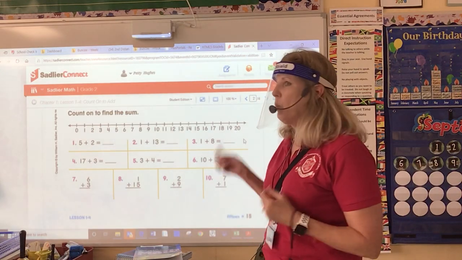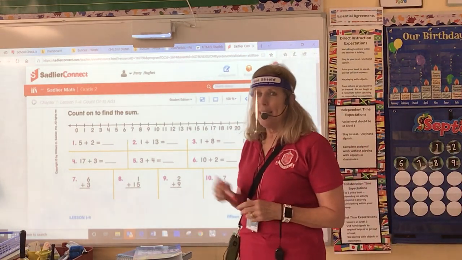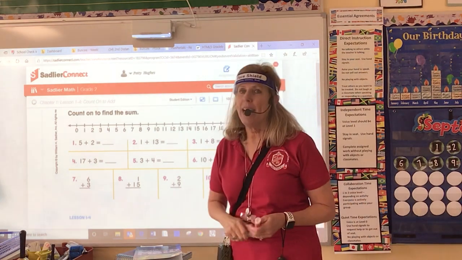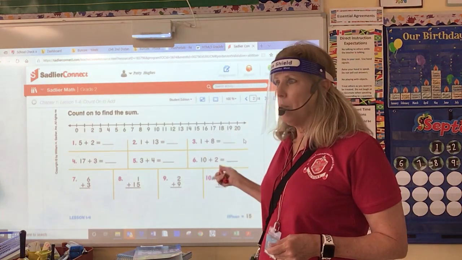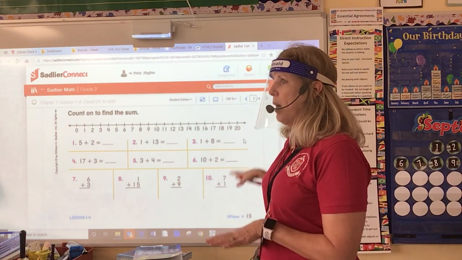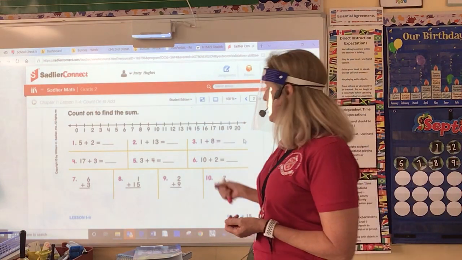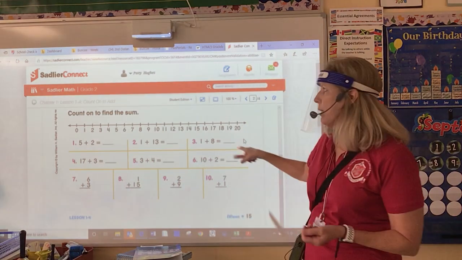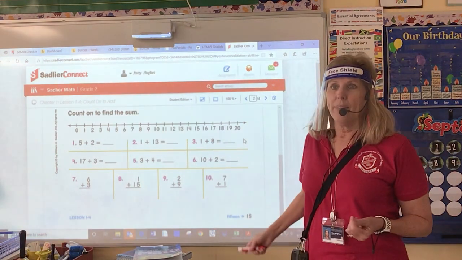Okay, so today we're working on lesson 1-4 and we are learning how to count on using a number line. So all of our problems today, some you'll just have problems like this, but I would still like you to use the number line while you're working them.